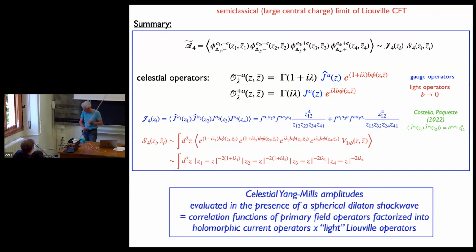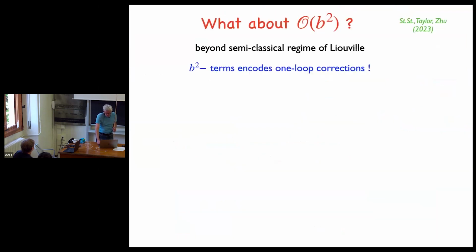So, in words, the celestial Yang-Mills amplitude, with the presence of the dilaton background, is a correlation function of primary fields in Liouville theory, which are these light operators, because b goes to 0, times these holomorphic current factors. Now you can say this might be just an accident, or it may have been just tuned like that so that it happens to agree.